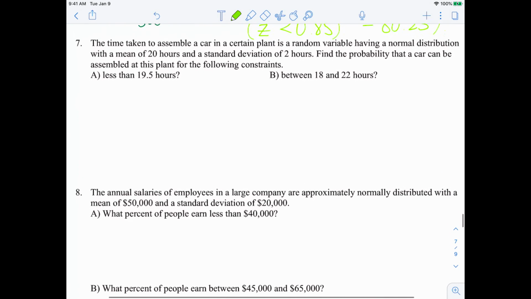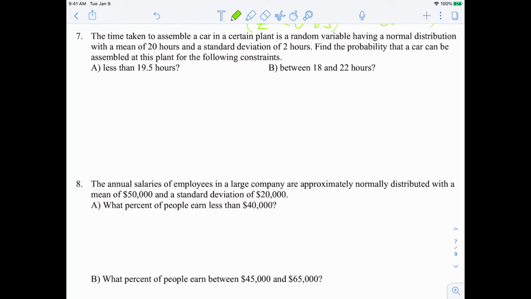For number 7, it says, the time taken to assemble a car in a certain plant is a random variable having a normal distribution with a mean of 20 hours and a standard deviation of 2. We want to find the probability that a car can be assembled at this plant for the following constraints. Again, I'm going to draw the normal model here, and I'm kind of doing it in between a little bit because we're going to do both A and B.